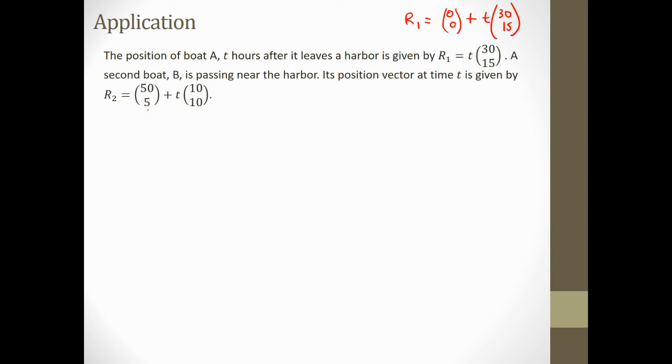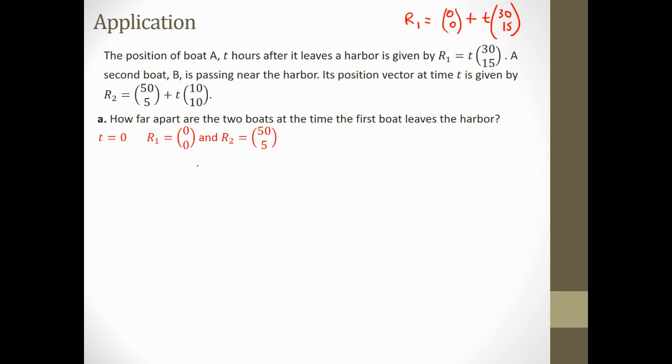So really should think of it like this. The second boat has a position vector 50, 5 and direction 10, 10. Okay, so we've got two different parameters. I could call one of them s and the other one t. It doesn't matter. So typical question, how far apart are the boats at the time the first boat leaves the harbor? So this would be the time when t equals 0.